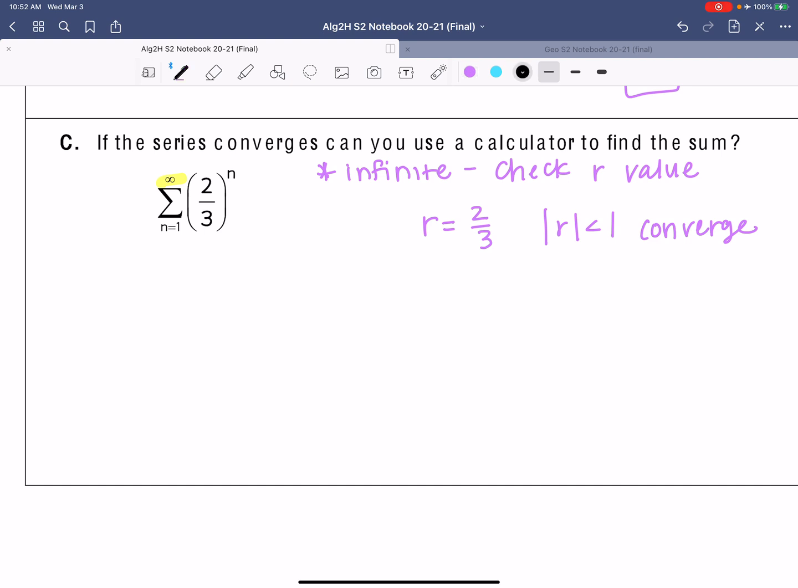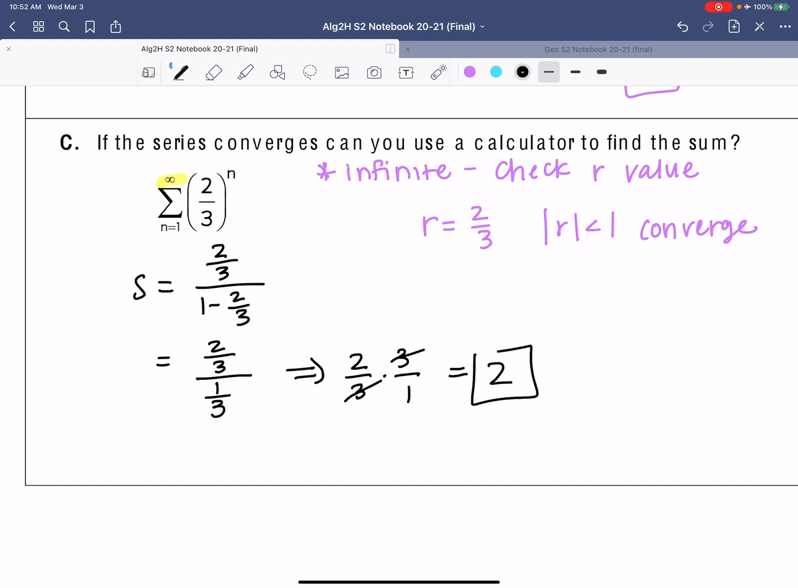Okay, so we're going to get my sum is equal to A1. Okay, A1, we don't know, so we're just going to plug in a 1 right here. So I get 2/3 to the first power is 2/3, so A1 is 2/3 over 1 minus my r, and 1 minus my r is 1 minus 2/3. So we're going to end up getting 2/3 over 1/3. Again, we'll do our whole keep, change, flip, so 2/3 times 3 over 1. My 3's will cancel, so this will converge to 2.